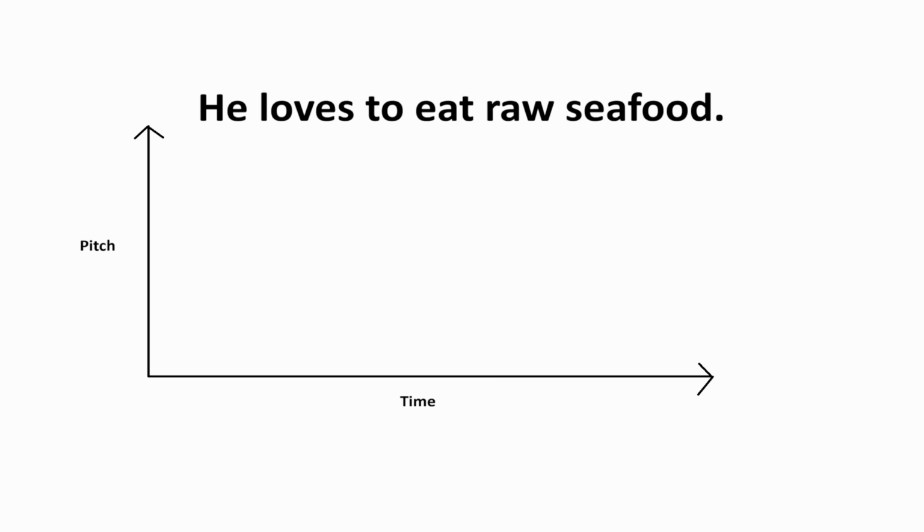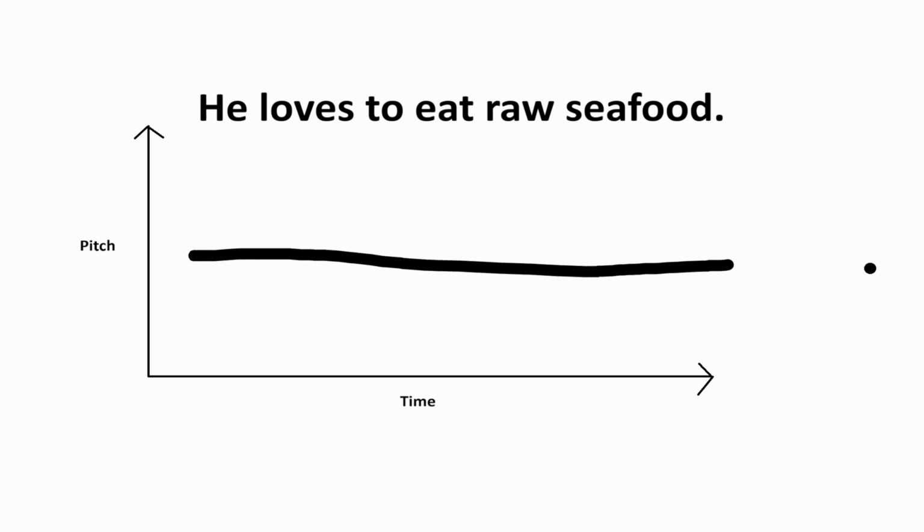He loves to eat raw seafood. In the standard American English dialect, American tends to have a very flat, monotonous pitch throughout. So when you read this, it's: he loves to eat raw seafood. It's pretty straight and flat like this.